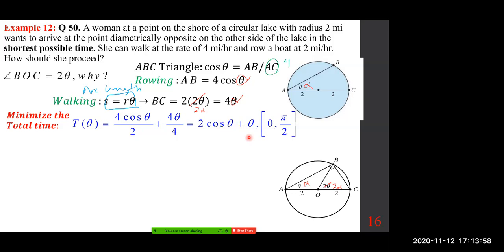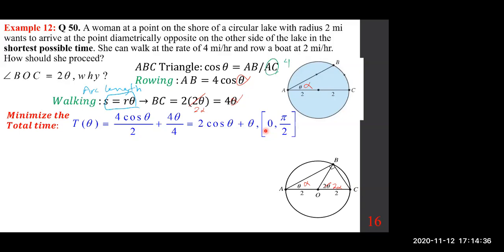Why 0 to pi over 2? I want to make sure that everybody understands why the endpoints are included. Simply because, what does it mean if theta is 0? That means we are going from A to C, we are rowing. What does it mean when theta is pi over 2? That means we are just going to walk. Is it possible that you do those? Yes, it really depends on your speed. If rowing is fairly fast, maybe you want to stick with rowing. If the walking is fairly fast, you want to stick with that. If it is in a manner that somewhere in between it works, so be it.